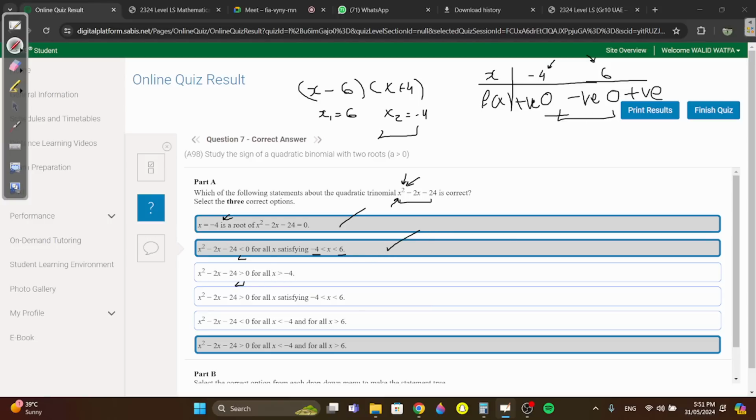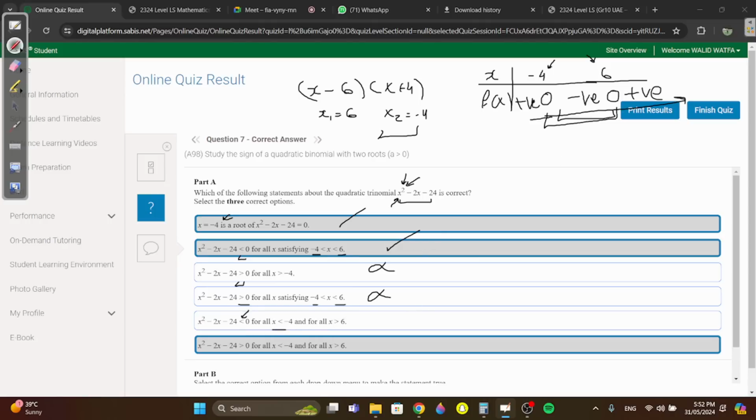Okay, is it greater than 0 for all x after minus 4? So let's see. After minus 4, is it greater than 0? Is it positive after minus 4? No. Right here, after minus 4, I receive negative. So obviously this is wrong. Is it greater than 0 for all numbers between minus 4 and 6? No. See, in between minus 4 and 6, it's actually less than 0. It's negative.